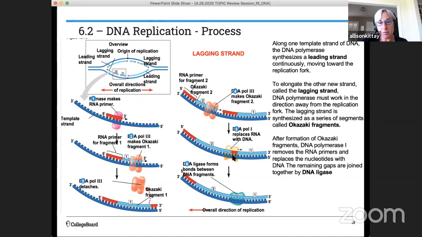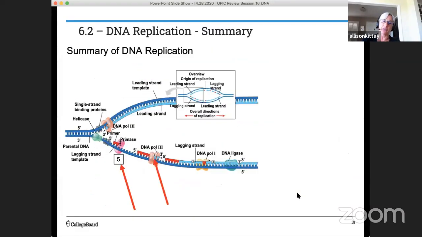But RNA polymerase 1 is back here, and it will actually replace that RNA primer with DNA, and finally DNA ligase will form that bond between Okazaki fragment 1 and 2. So it's the lagging strand because it takes a little bit longer to get all those steps done. So this is a summary.